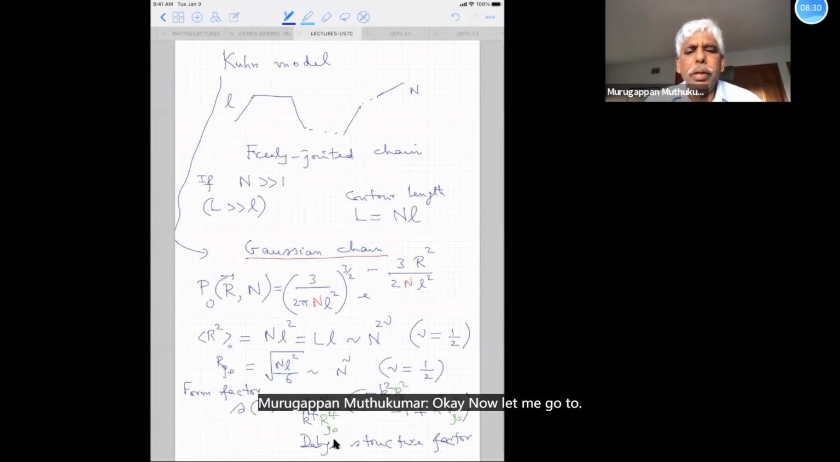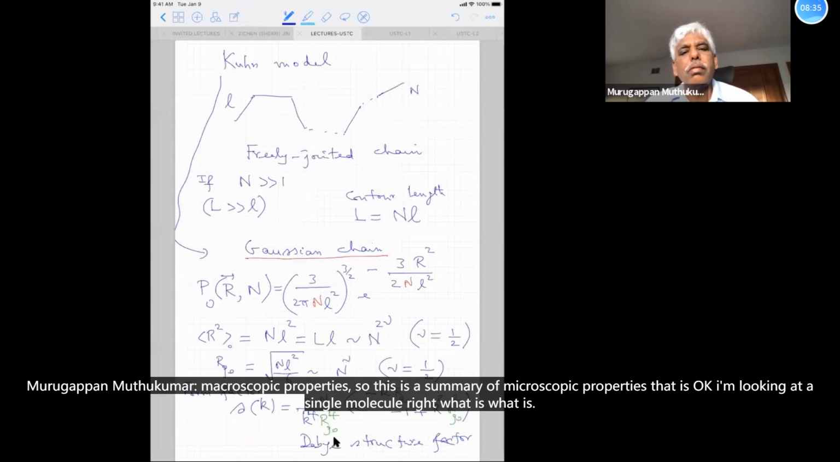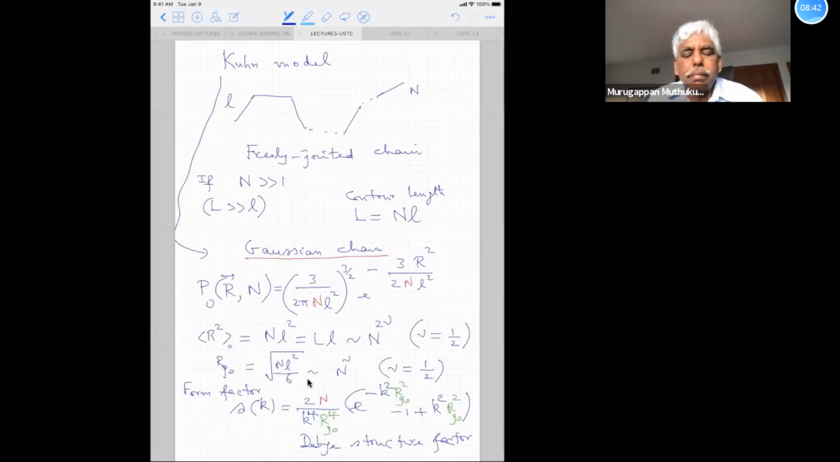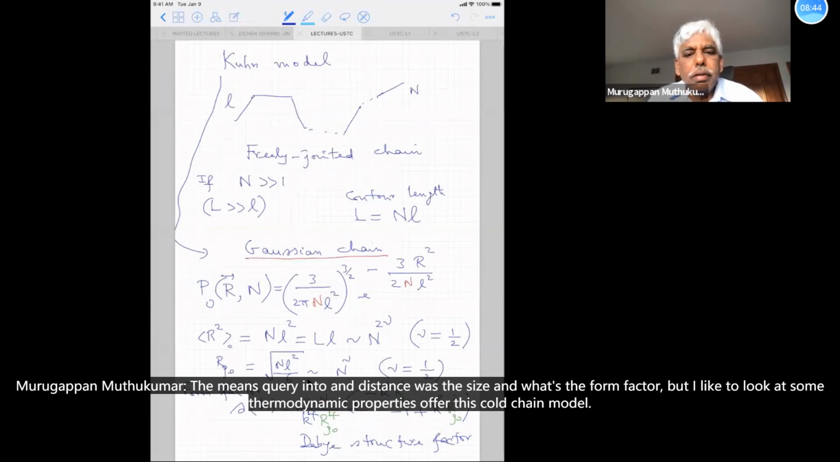Okay, now let me go to macroscopic properties. So this is a summary of microscopic properties. That is, I'm looking at a single molecule, right? What is the mean square end-to-end distance? What is the size? And what's the form factor?